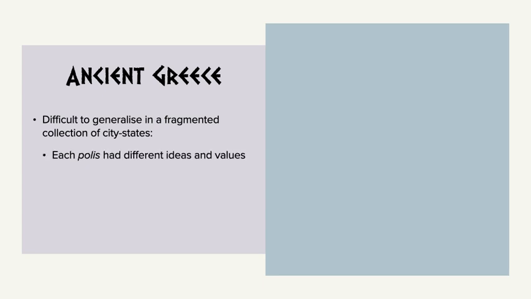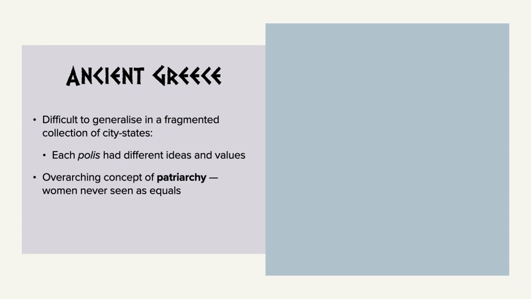So firstly, as with anything when we're studying ancient Greece, it's quite difficult to make generalizations because ancient Greece isn't one unified empire like ancient Rome. It's a collection of city-states known as polis. And so each polis has different ideas and values, and some of those are drastically different, like when you compare Athens and Sparta. However, a generalization that we can make is that all Greek states were patriarchies.